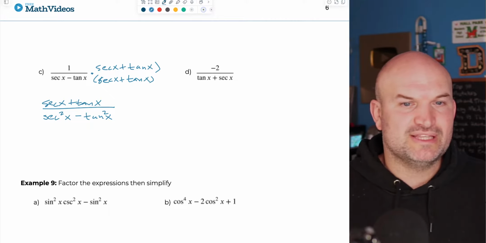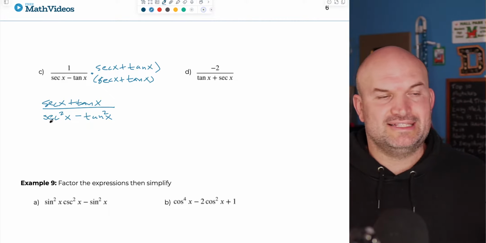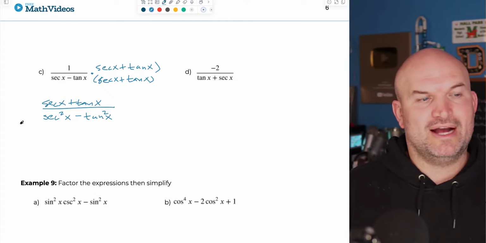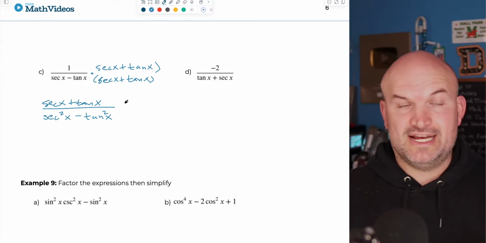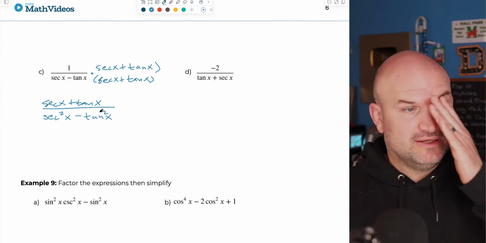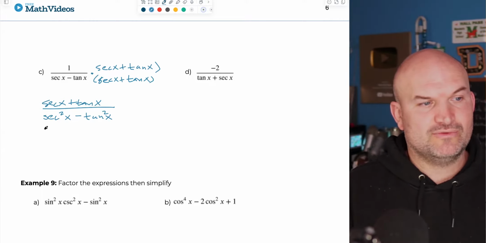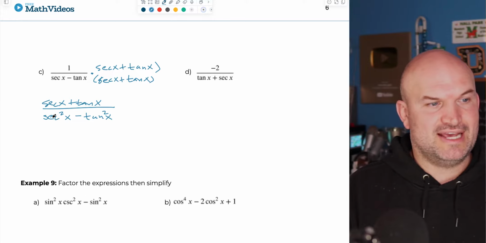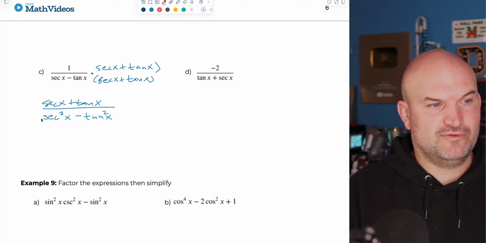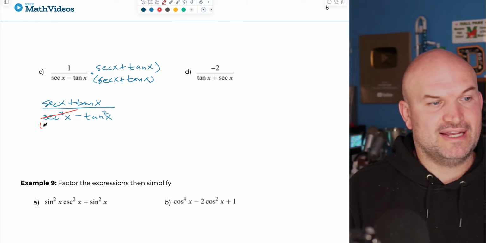So what I'm going to want to do in this case is rewrite secant and tangent in the same term. I know 1 plus tangent squared is equal to secant squared. So if you subtract the 1, you'd have tangent squared is equal to secant squared minus 1. So I can rewrite that as tangent squared plus 1, tangent of x plus 1.